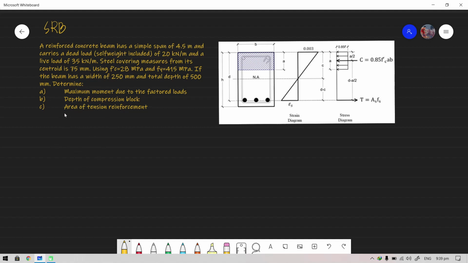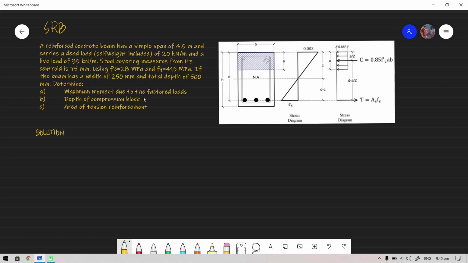Okay, there are three possible ways to solve for area of tension reinforcement. The first is using the mechanics. Okay, so we'll be calculating the area based on mechanics. So let's start with the first question. What is the moment due to the factored load? Okay, this will be our solution.